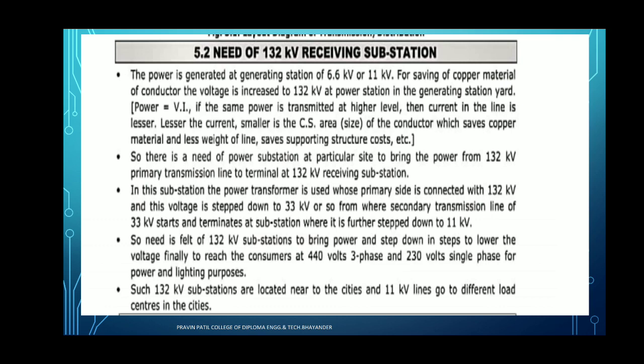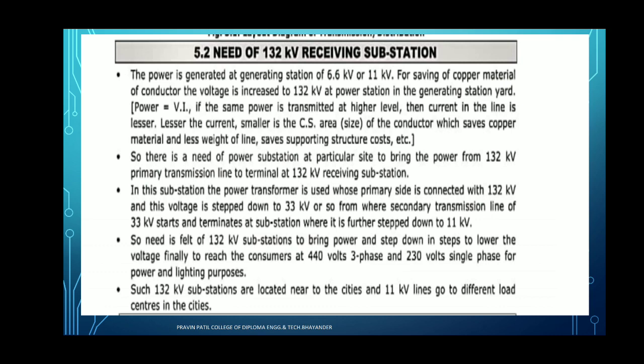The power is generated at the generating station with a rating capacity of 6.6 kV or 11 kV, and this is the rating capacity of the generating plant. For saving the copper material of the conductor, the voltage is increased. That voltage is near about 132 kV at the power station. In the generating station yard, the power is nothing but multiplication of voltage and current.